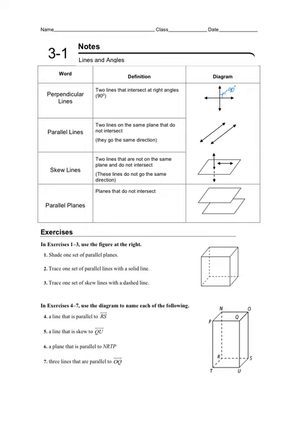The next word is parallel lines, and these are two lines on the same plane that do not intersect. In other words, they go the same direction, kind of like railroad ties. And on a picture, I would just show you two arrowheads.